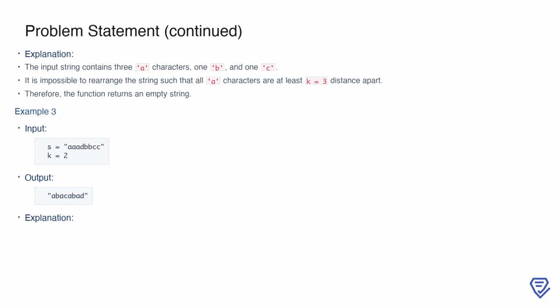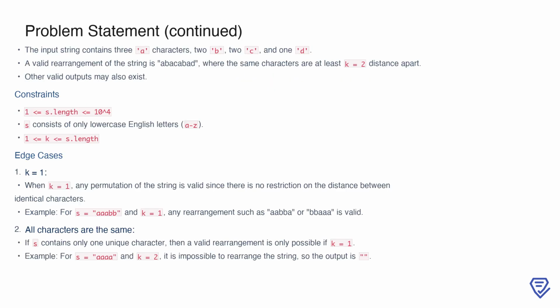However, consider the case where s equals "aabbcd" and k equals 2. Here, the input contains 2 a characters, 2 b characters, 2 c characters, and 1 d. A valid output for this input is "bacabad". In this output, each identical character is separated by at least 2 positions, satisfying the condition that no two identical characters are closer than k equals 2. The way the other characters are arranged also ensures that the condition is met. It's important to note that this is just one valid solution. There may be other ways to rearrange the string that also satisfy the distance constraint.